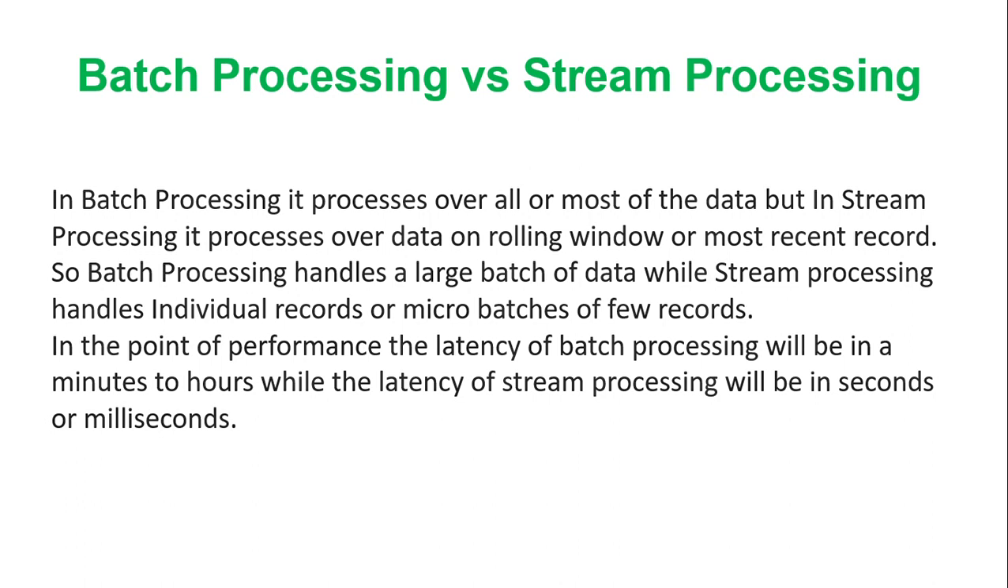Batch processing handles a large batch of data while stream processing handles individual records or micro batches of a few records. In terms of performance, the latency of batch processing will be in minutes to hours, while the latency of stream processing will be in seconds or milliseconds.